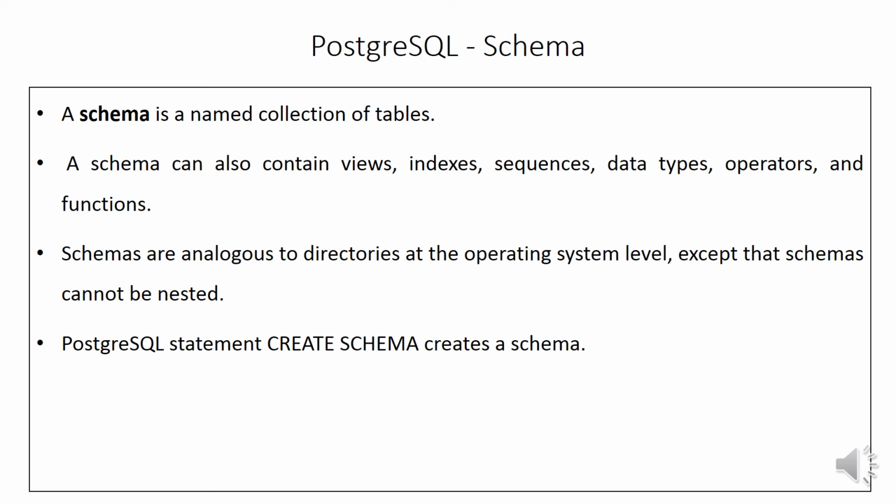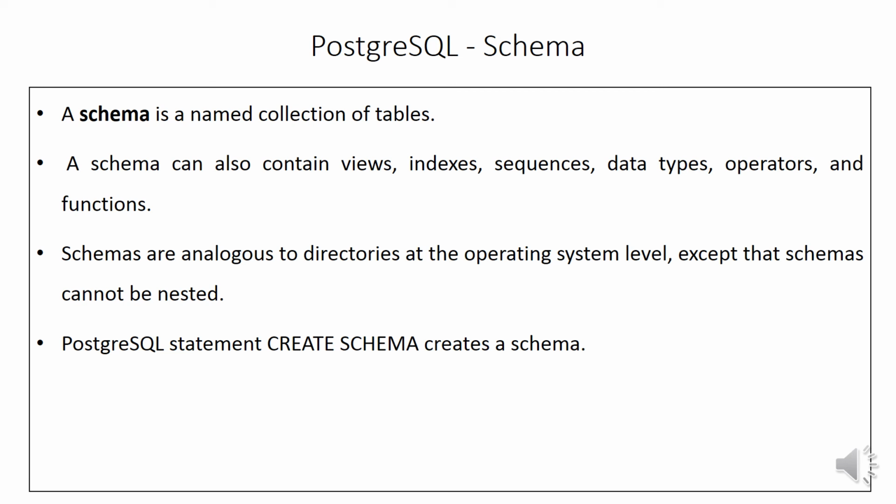A schema can contain views, indexes, sequences, data types, operators, and functions, because each and every table consists of indexes, sequences, data types, also operators, constraints, etc. Schemas are analogous to directories at the operating system level. As per our previous discussion, how we manage folders and subfolders as directories in an operating system, for example Windows 10 or any operating system, that type of schema we also create in PostgreSQL, except the difference is that a schema cannot be nested. It is not a nested schema.